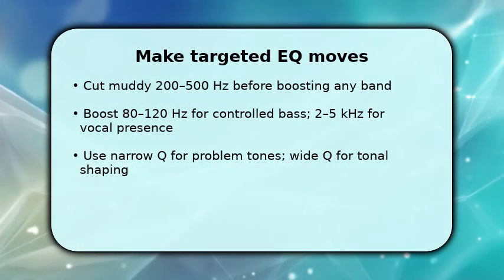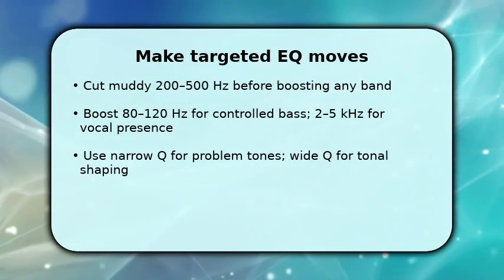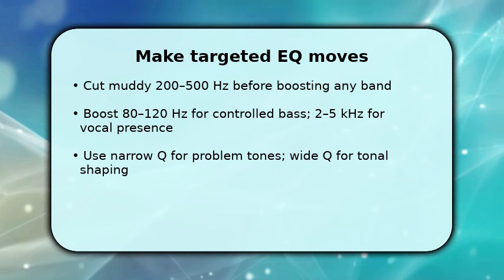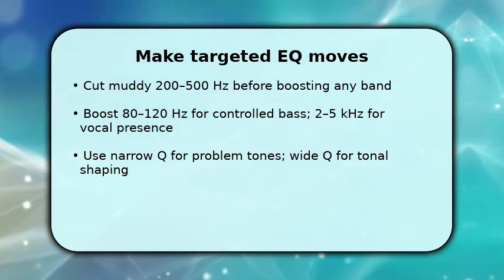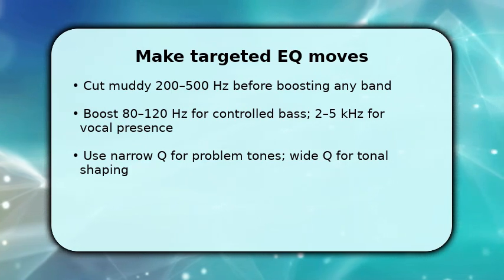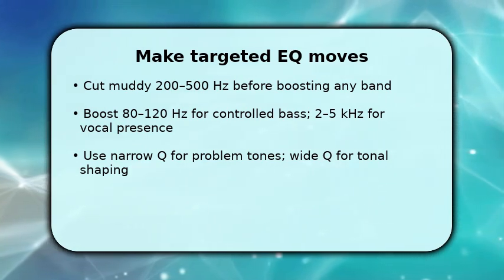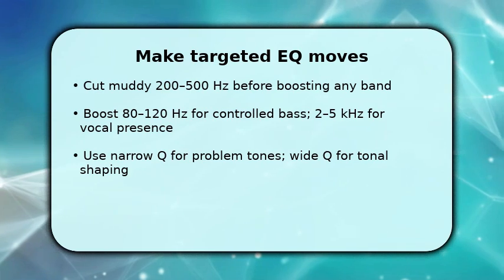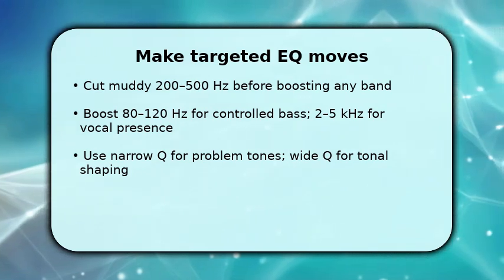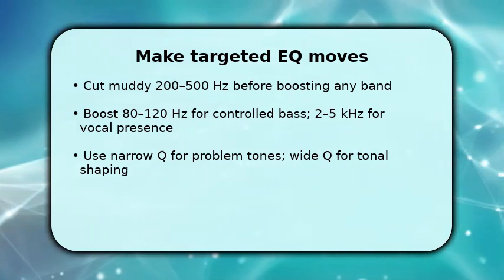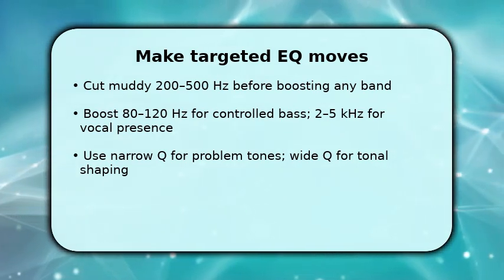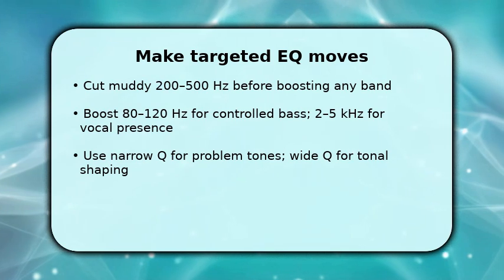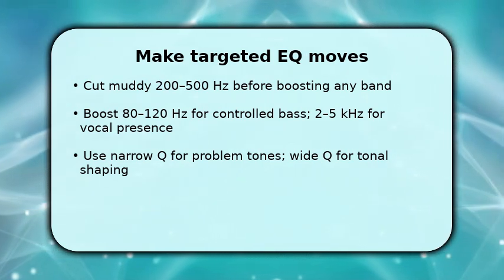Now you'll perform the core adjustments. First, sweep a mid-band while reducing gain to find muddiness around 200 to 500 Hz. Cut that instead of boosting elsewhere. Next, gently boost 80 to 120 Hz if you need more bass, and lift 2 to 5 kHz for vocal clarity. Use a narrow bandwidth to fix a single offensive frequency and a wider bandwidth to shape the overall tone. Make small changes and listen between adjustments.